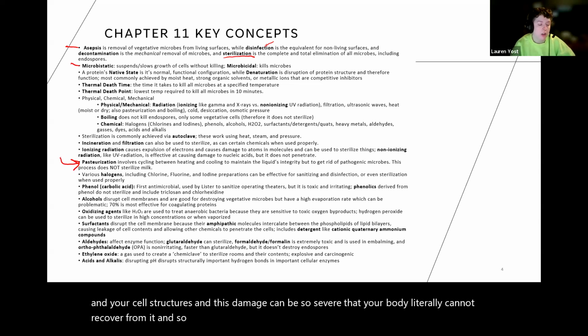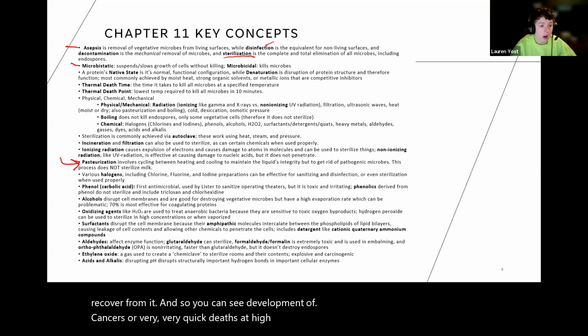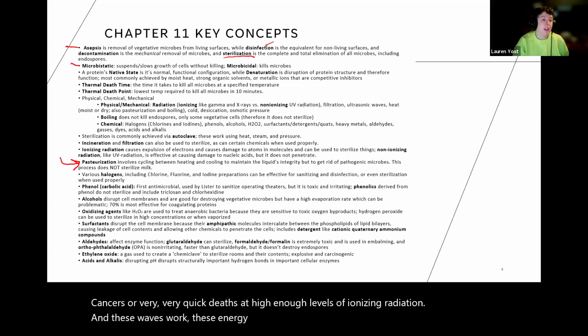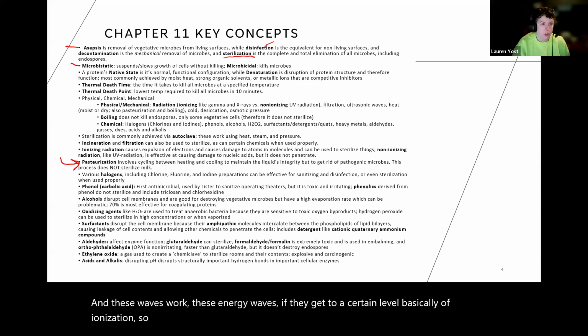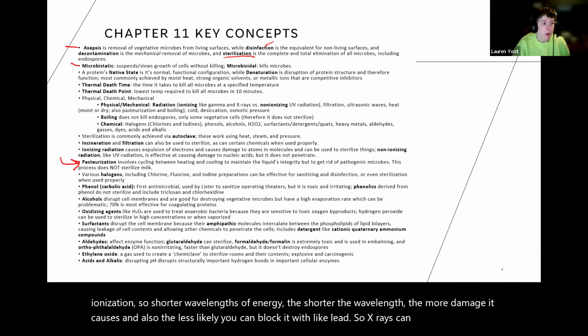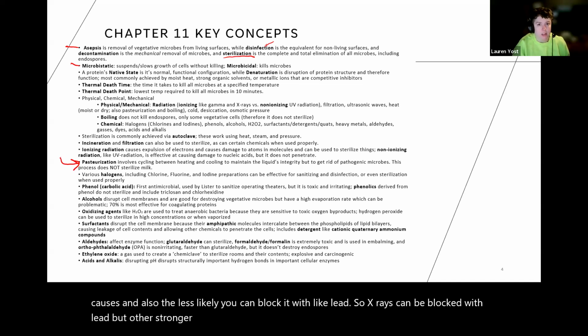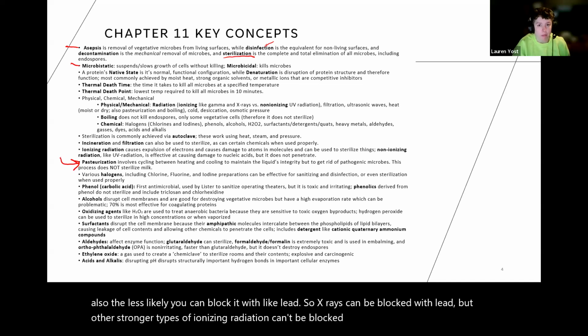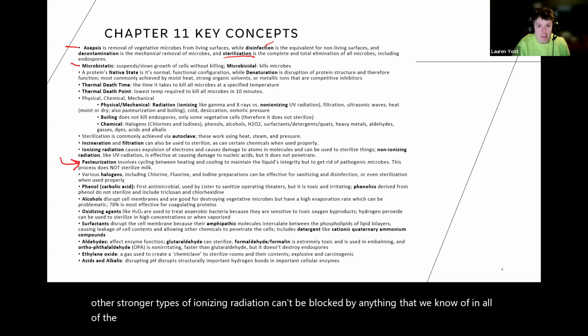And so you'll see development of cancers or very, very quick deaths at high enough levels of ionizing radiation. And the way that these energy waves work, if they get to a certain level of ionization, so shorter wavelengths of energy, the shorter the wavelength, the more damage it causes, and also the less likely you can block it with something like lead. So X-rays can be blocked with lead, but other stronger types of ionizing radiation can't be blocked by anything that we know of in all of the world, universe, everything.